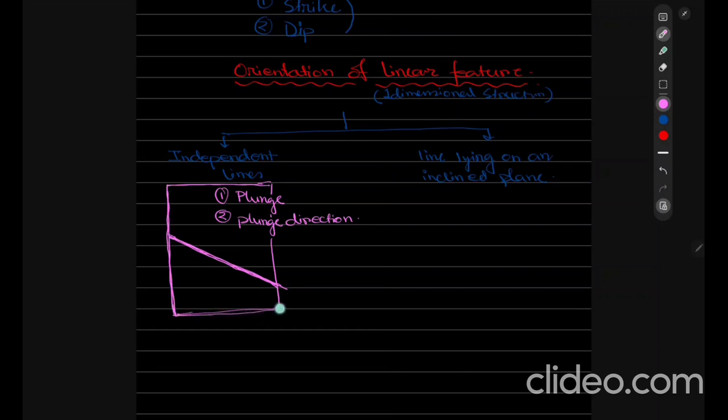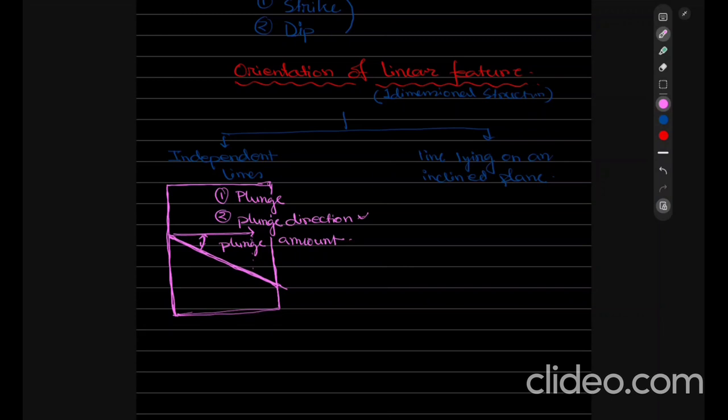The plane is the imaginary plane I have drawn, that containing the line is a vertical plane, and the angle of this line with the horizontal line on this plane is called the plunge amount or the plunge. And the direction of this horizontal projection of this line is called the plunge direction. You get it? So if I have given a plunge amount and the plunge direction, I can easily plot the line with these two parameters.